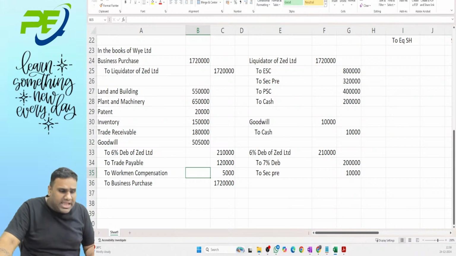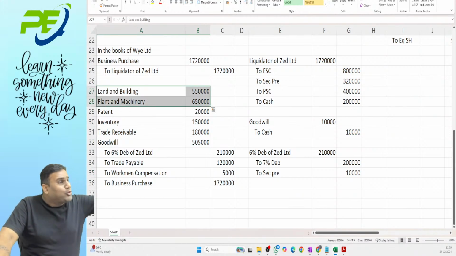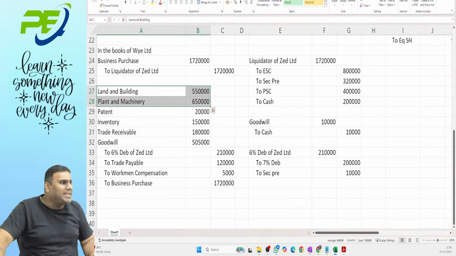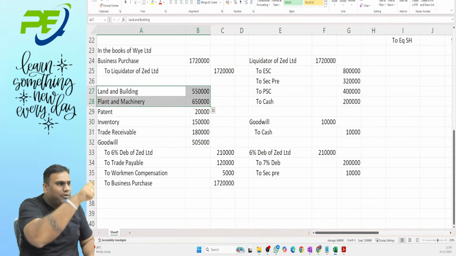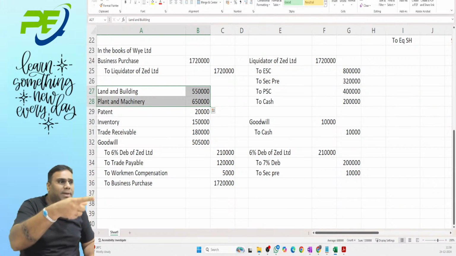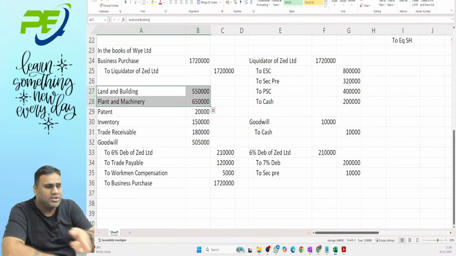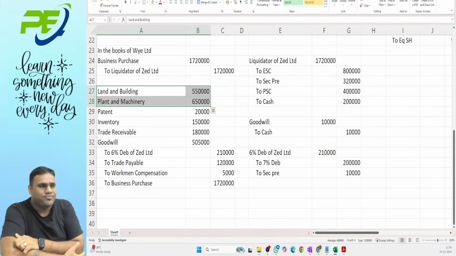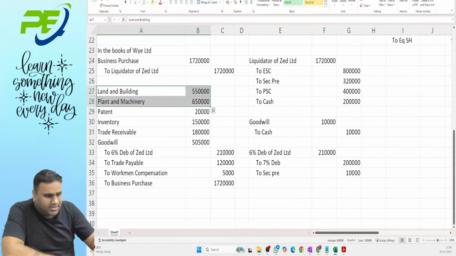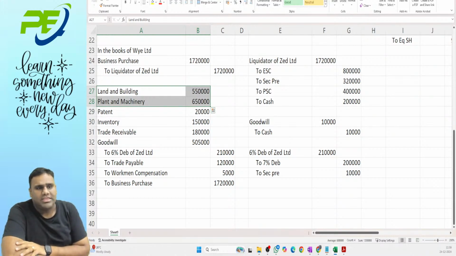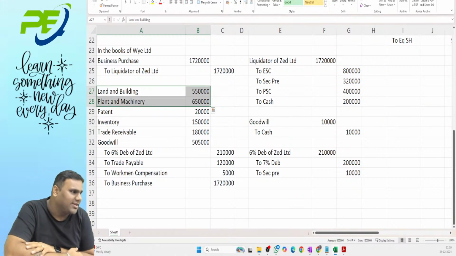Now the problem is, land and building, plant and machinery, patent, we took at agreed values. Debenture, we took at the book value of 2 lakh, but we know we are going to pay them 2 lakh 10,000. Then we should have taken it at 2 lakh 10,000. So now journal entries, whatever you wrote, these 5 entries are there: 1, 2, 3, 4, 5. Next to point number 6. Not in journals, point number 8.